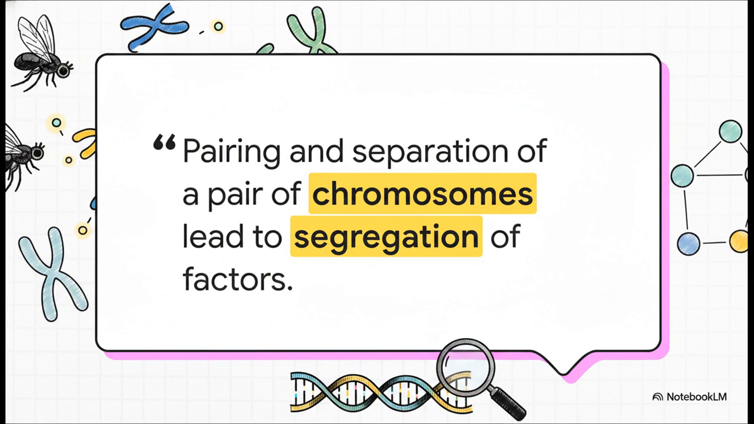It completely validated what Walter Sutton had realized years earlier when he stated, "The pairing and separation of a pair of chromosomes would lead to the segregation of a pair of factors they carried." Sutton brilliantly united the knowledge of chromosomal segregation with Mendelian principles, but it was Morgan's fruit flies that provided the undeniable physical evidence. This wasn't just a theory anymore. The physical basis of genetic variation produced by sexual reproduction was finally understood.